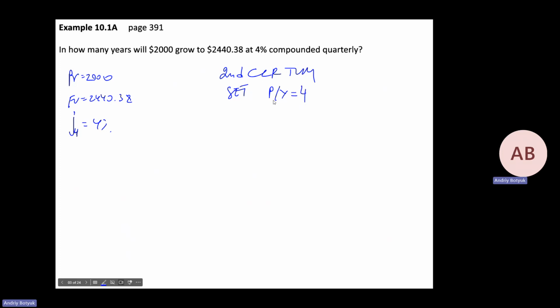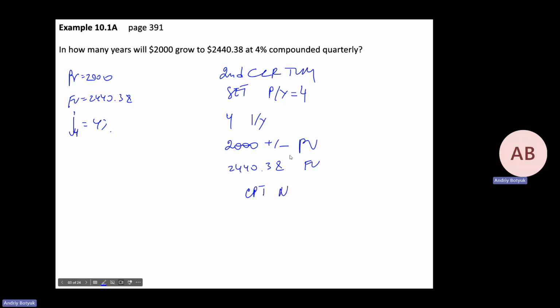Everybody remember how to set PY? Yes, no? Second PY, 4, enter, second quit. That's how you do it. Now, we're looking for N. So the next button is IY, so 4 for IY. Then present value we have 2000, change sign, PV. Then 244038, that's for future value, and compute N.